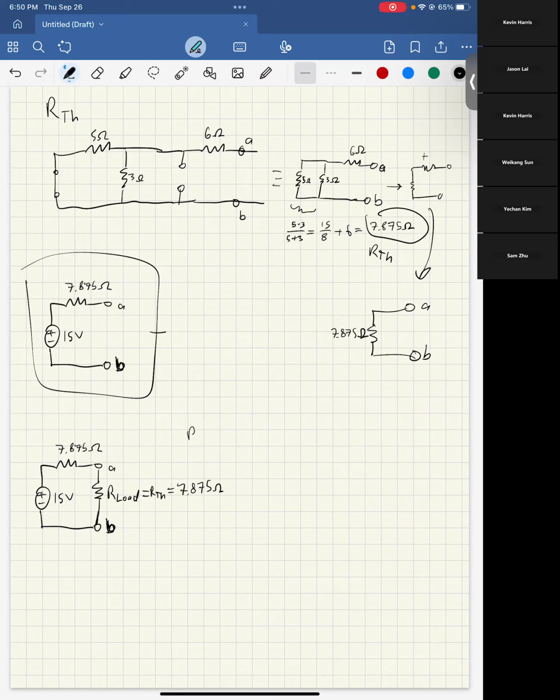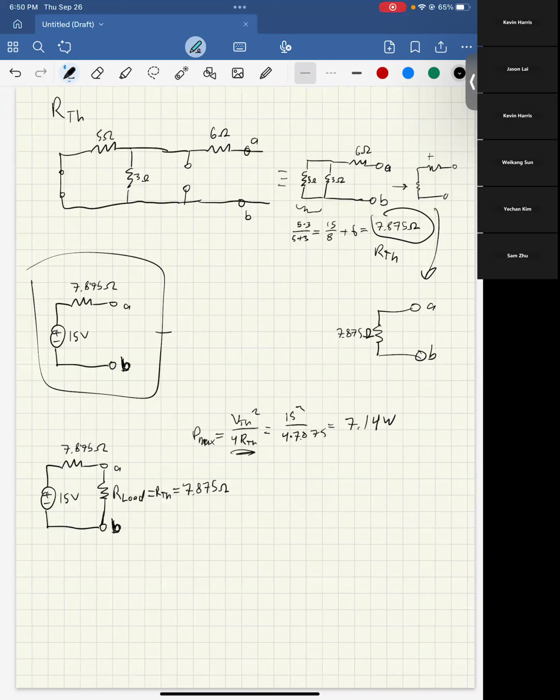And then that formula I showed earlier is P max equals VTH squared over 4 RL or RTH, depending on what you want to say, which here is 15 squared over 4 times 7.875, which if you plug into a calculator is about 7.14 watts. Real quick, I'll show this formula's derivation. It should be pretty straightforward.